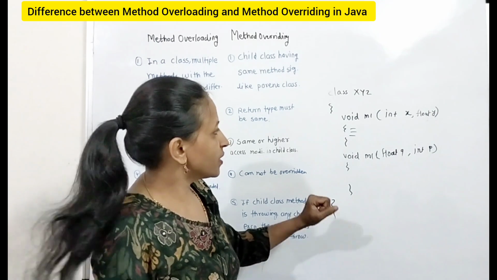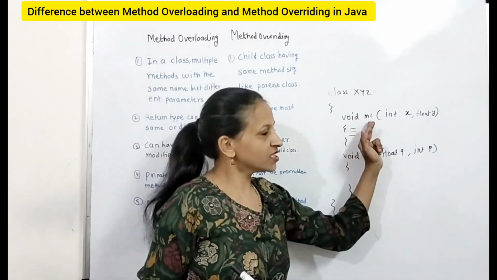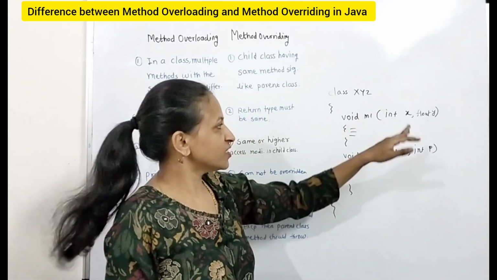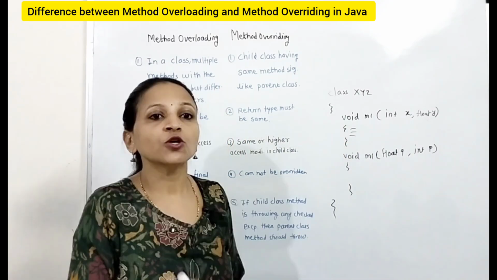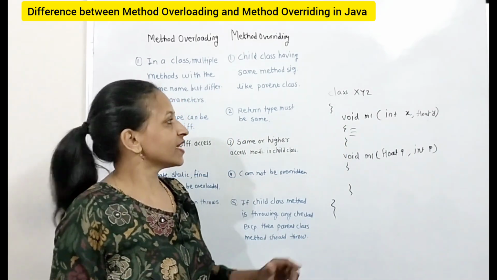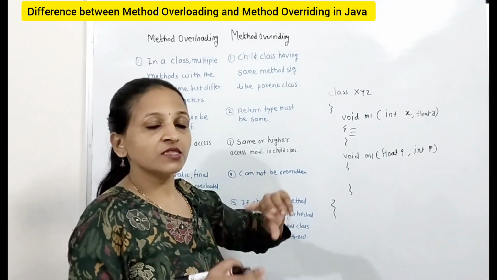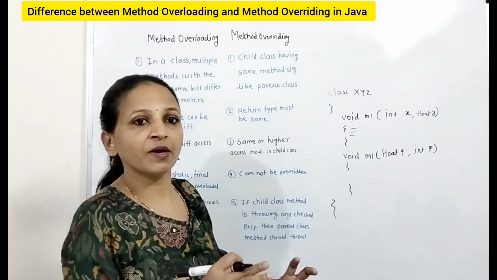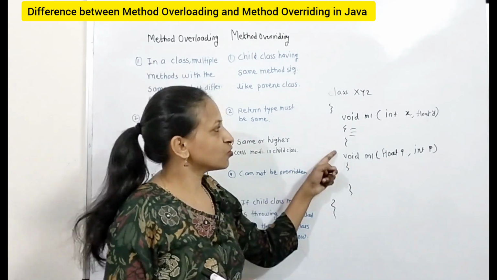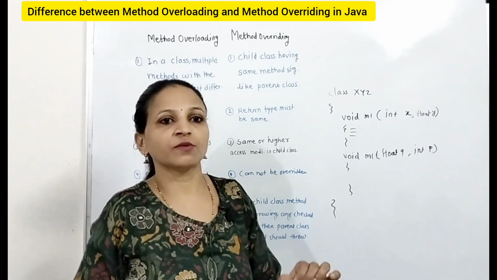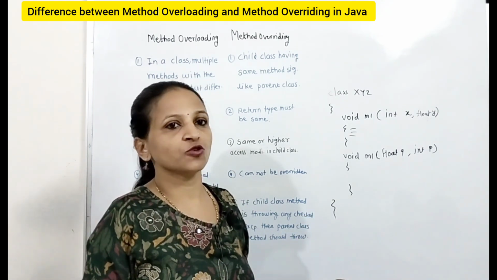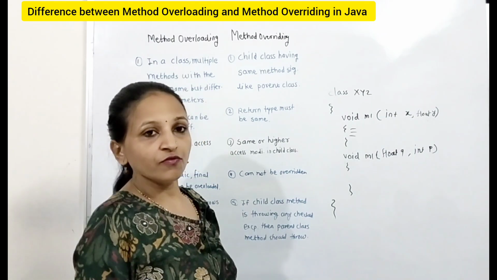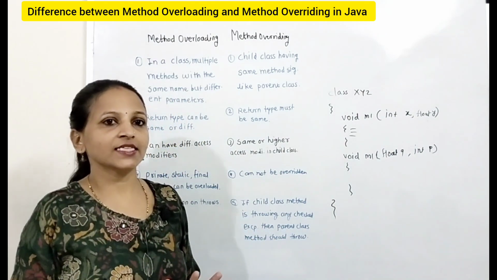One more point to keep in mind: suppose from main I am calling this m1 method and passing first an integer, second a float, then of course this method signature will be mapped to the method call at the time of compilation only. That mapping will be done at compile time. That's why this is called compile time polymorphism. It is also called early binding, or static binding. Now we will see what method overriding is exactly.